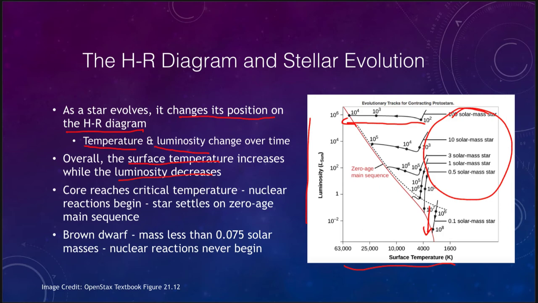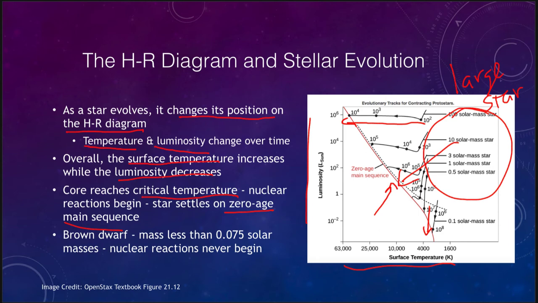Why is the luminosity decreasing? Well, in a sense, the star is becoming smaller. The large stars are up here. So a star up in this corner is very large. As it works its way down this direction, the star will become smaller. Eventually, when you reach the critical temperature of a little over 10 million degrees, nuclear fusion begins in the core, and the star will settle on what we call the zero age main sequence, which is the reddish line down below here.